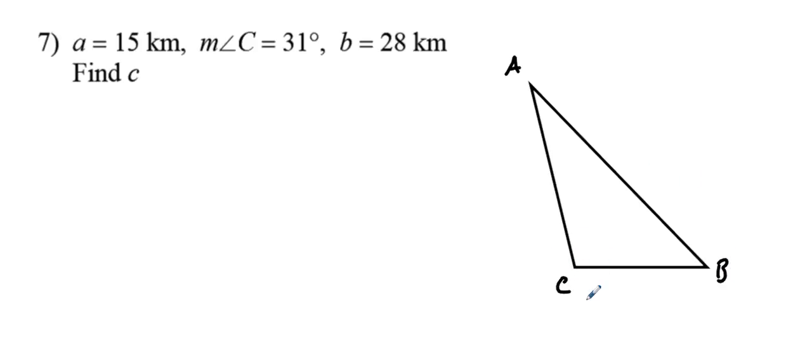We have triangle ABC. Let's label. The measure of angle C is 31 degrees. Side A is 15 kilometers. That has to go across from angle A, so 15 kilometers has to go down here. 28 kilometers has to go over here. And we're looking for side C across from angle C.